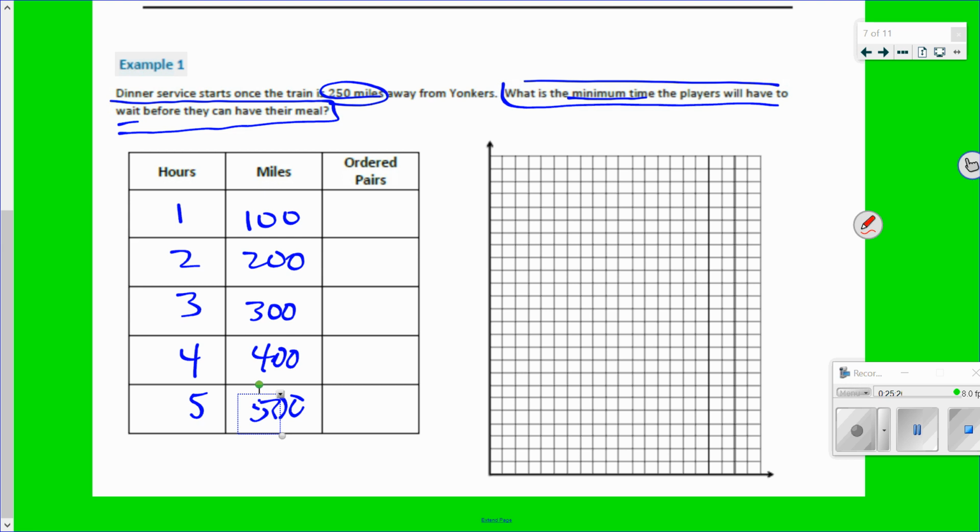Ordered pairs. Awesome. How do I build my ordered pairs now? I know how to go right over. How do I build my ordered pairs? What does it look like?